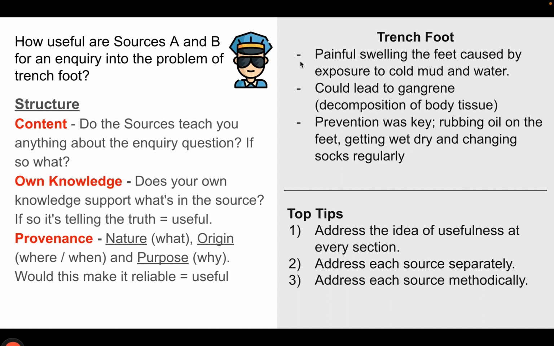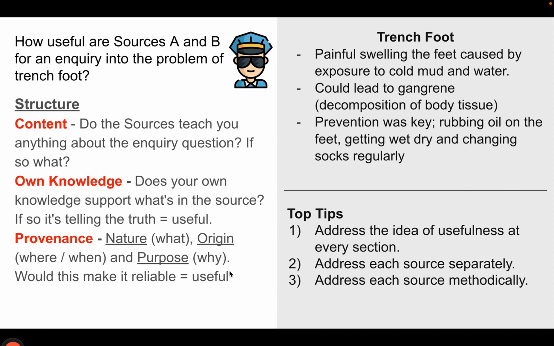Now, before we go into answering the question, we need to remind ourselves about what exactly trench foot was. Trench foot is the painful swelling of the feet caused by exposure to cold, mud, and water. It could lead to gangrene, which is the decomposition of body tissue. And when dealing with trench foot, prevention was key. They rubbed oil on their feet. They wanted to avoid feet getting wet. They wanted them instead to be dry, and they changed their socks regularly.